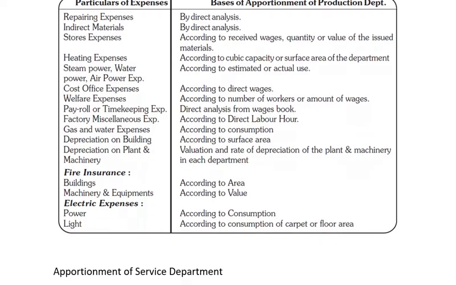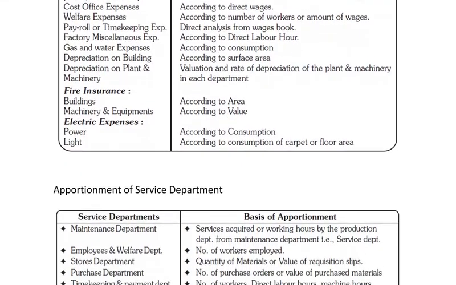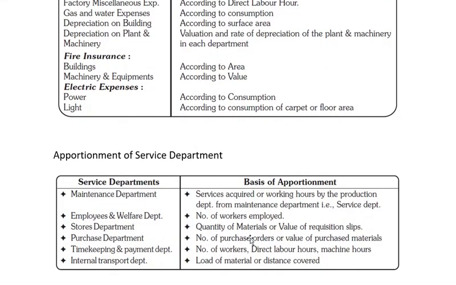Now let's see how the service department distributes its expenses. Under service department, maintenance department issues its expenses as per the services acquired or working hours by the production department from maintenance department. Employees and welfare department expenses are distributed according to number of workers employed. Store department expenses are distributed as per the quantity of material or value of requisition slips.